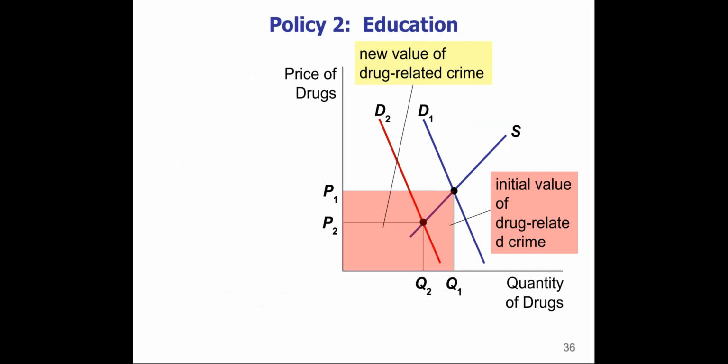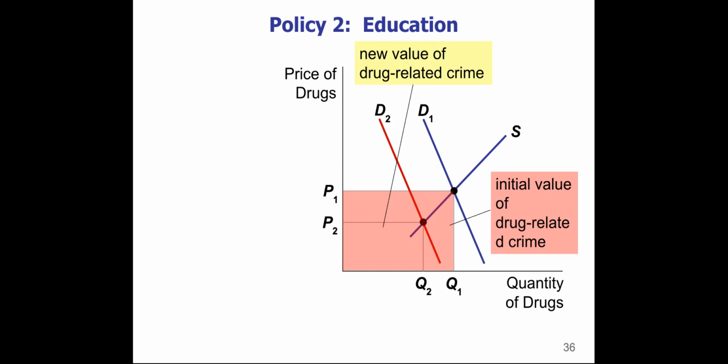The second type of policy are drug education policies. This is where law enforcement go into schools and they try to help kids understand drugs so that they don't get addicted in the first place. So again, I mapped out the original supply and demand line with price 1, quantity 1 in the larger pink box, and that is the total revenue that the drug dealers were making at the original price and quantity.